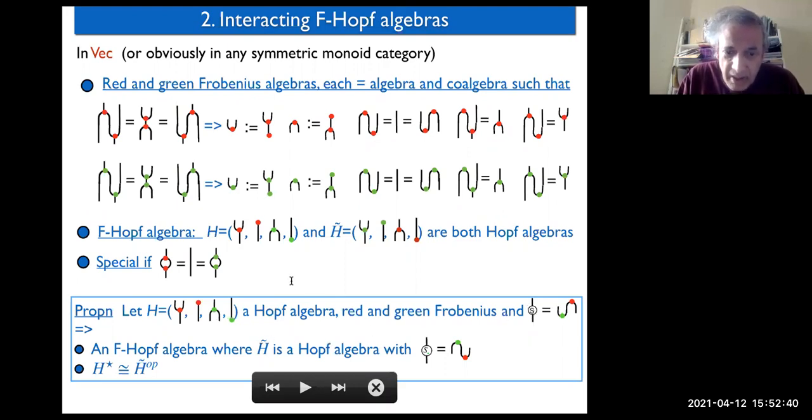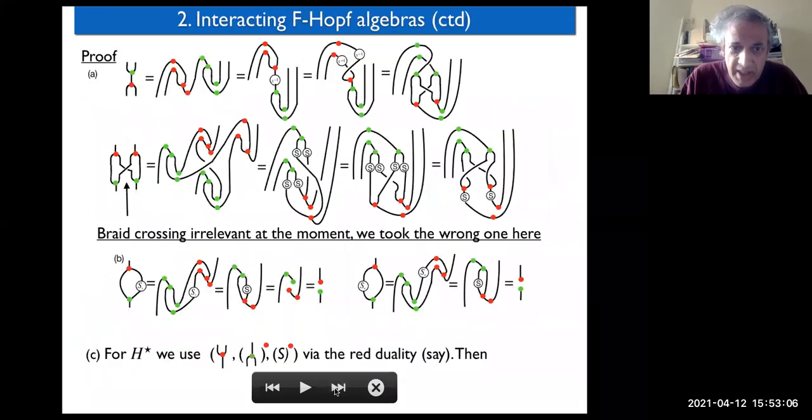then this H tilde is automatically a Hopf algebra. First it's a bi-algebra, which is not trivial, and then it's also a Hopf algebra, and its antipode looks like that. And moreover, this other Hopf algebra in the pair is actually the dual, well, the opposite of the dual. So I'll just show you. Now I'm going to lay out the proof in a way that generalizes to the braided case. So you can ignore the braid crossings, but I'll remind you about them later.